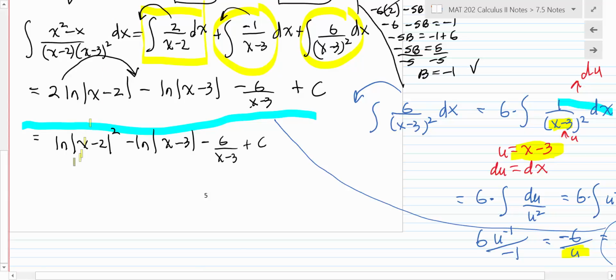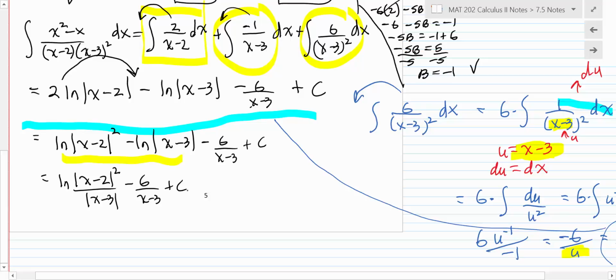Okay, now how do you put together these 2 logarithms? You do a fraction, right? Anytime you have a difference of logs, you can put them into a log of a fraction. So that would go like this. You could write this as ln of |x minus 2| to the second all over |x minus 3| like that, minus 6 over x minus 3 plus c like that.